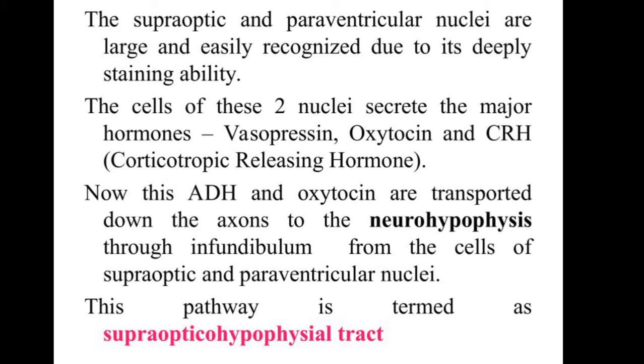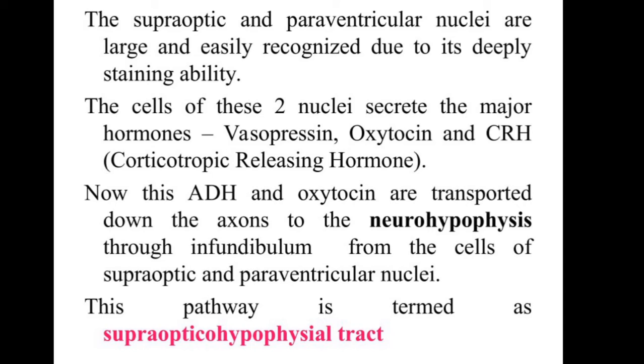Okay. Now this ADH, what do you mean by ADH? Vasopressin is also called as ADH. ADH is anti-diuretic hormone. So this ADH and oxytocin are secreted by the two nuclei. After secretion, what has to be done? It has to be transported to the proper place. So where is it transported? These are transported down the axons to the neurohypophysis.